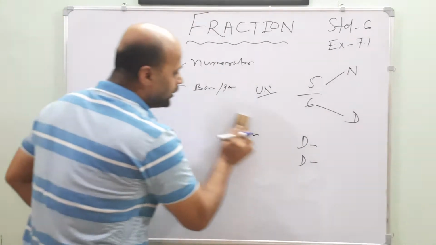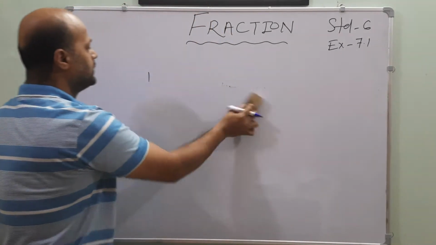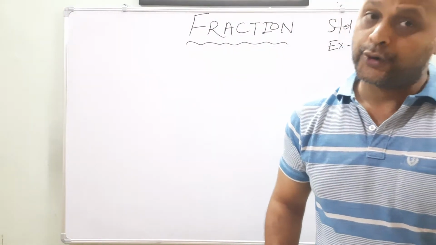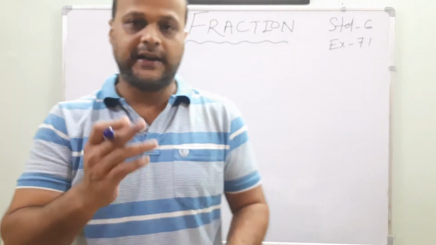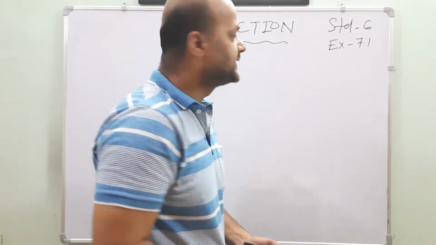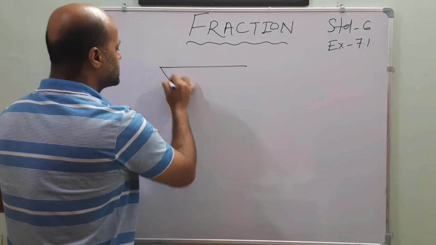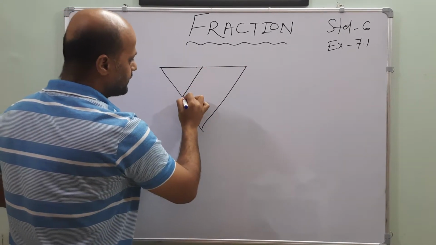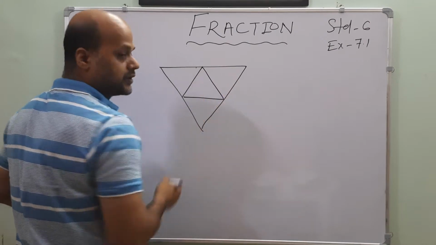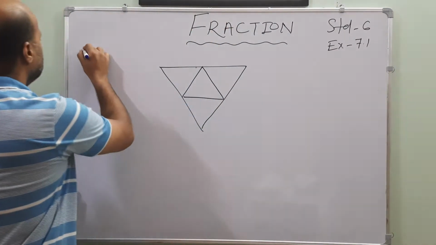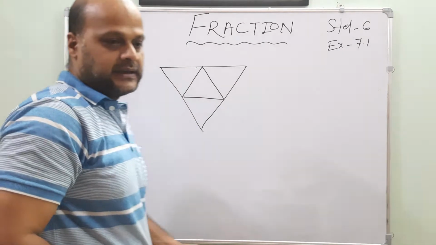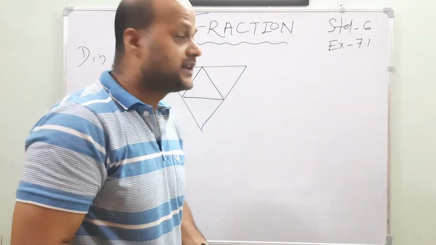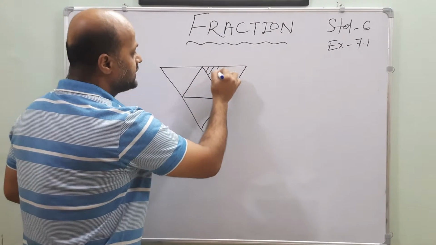Let's go to your exercise. This is the funda you have to remember before going to your exercise. Let's discuss one by one. What is the exercise given? The first one is given like this. Question number 1, first bit. It says: write the fraction representing the portion.